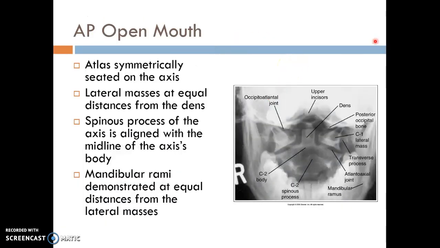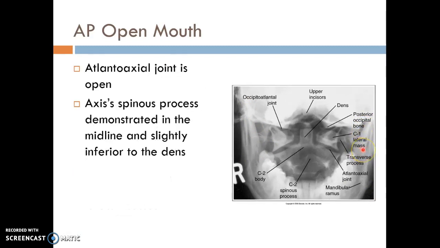For the open mouth, the atlas is symmetrically seated on the axis, so on the dens here. The lateral masses are equal distance from the dens. The spinous process of the axis is aligned with the midline of the axis body, right down here. The mandibular rami are demonstrated at equal distance from the lateral masses. Here's one, the right side, and the left side, the rami.